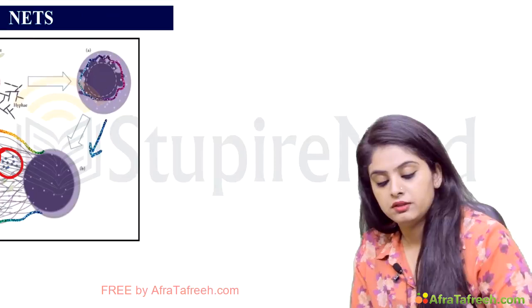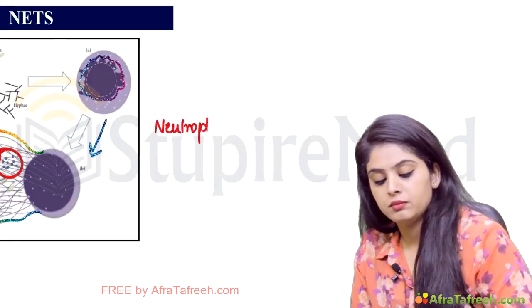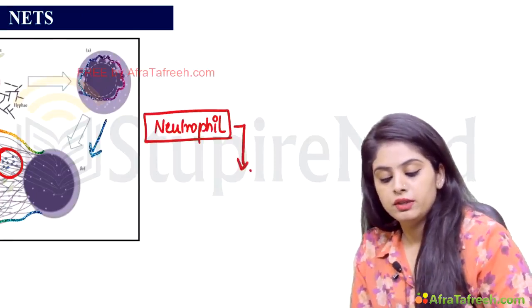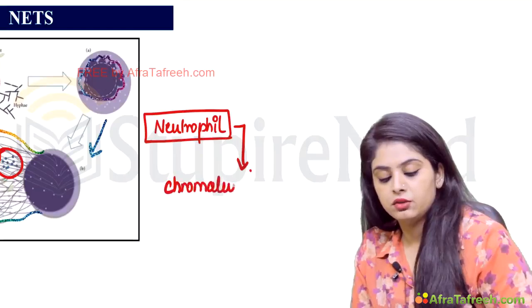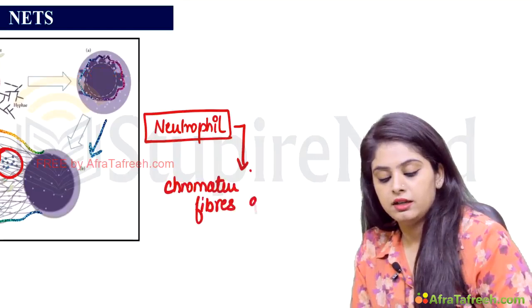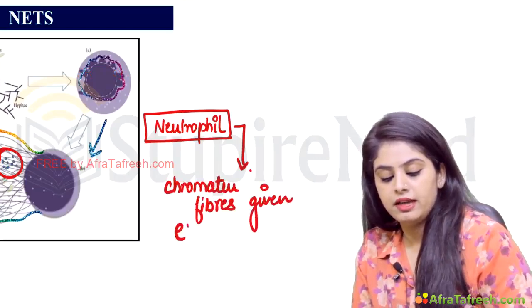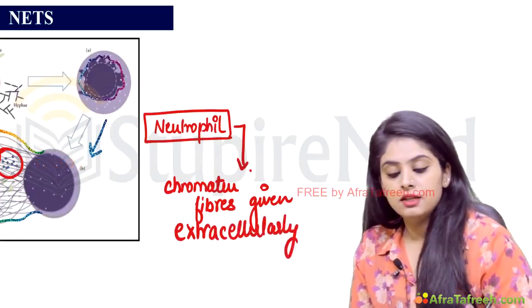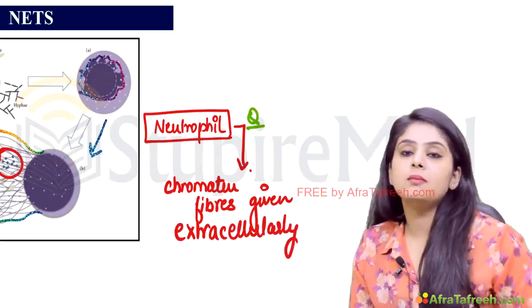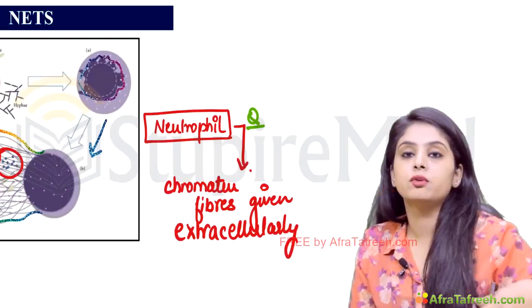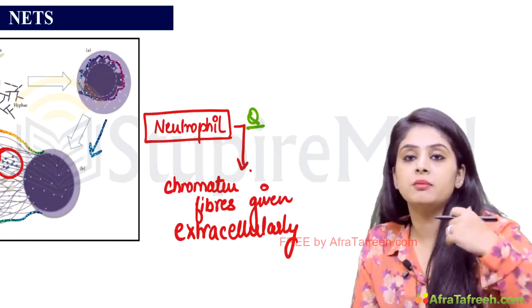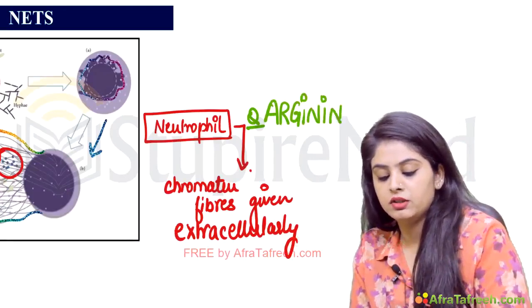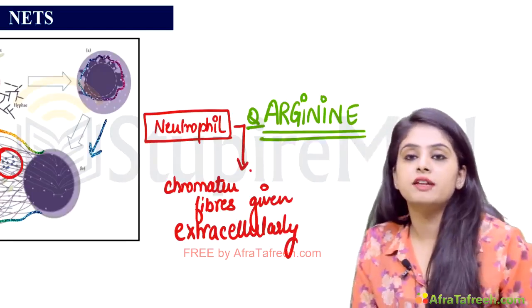So for example, there is a neutrophil. Neutrophil is going to give out chromatin fibers. So chromatin fibers are given out, or given extracellularly, that would be a better term. First question that arises: which amino acid will help in doing this to the chromatin? Which amino acid will help in NETs, or in giving out the chromatin? And remember, the answer is arginine. This is one of the most recent questions that has come up, 2017 onwards.